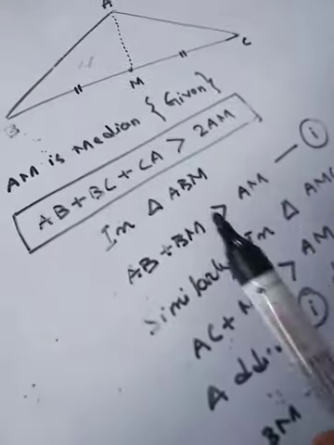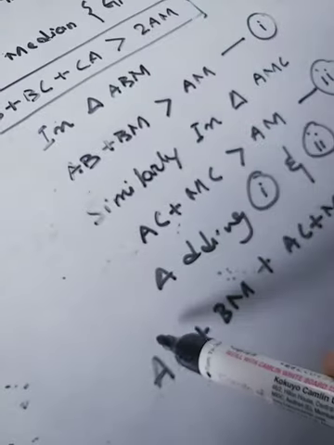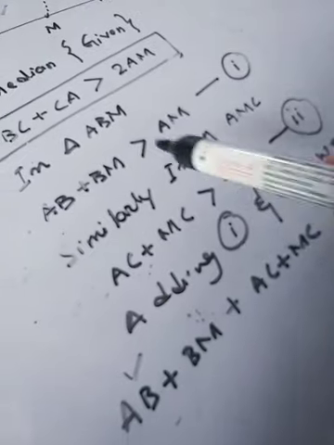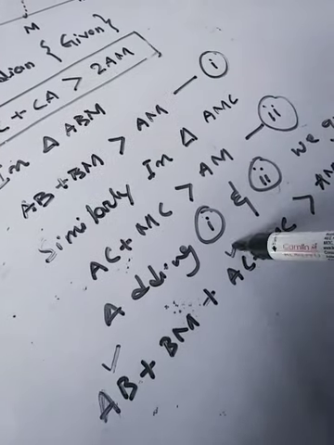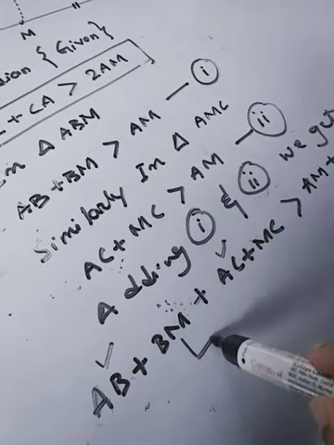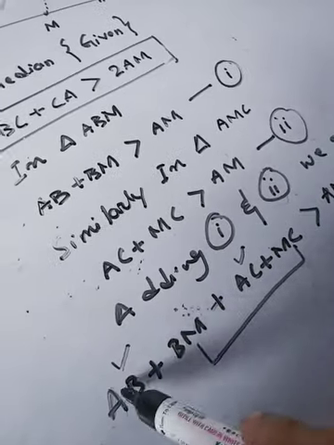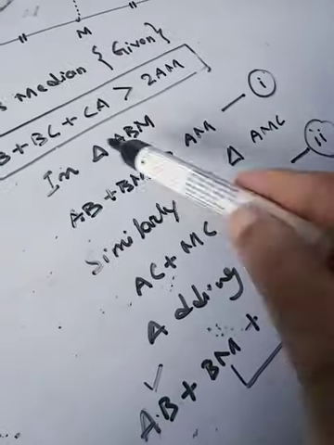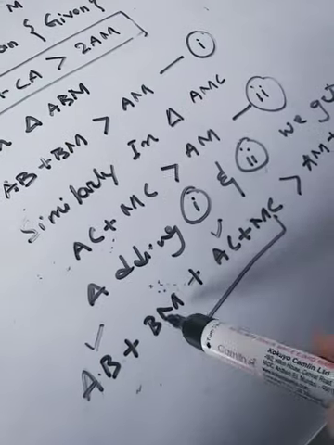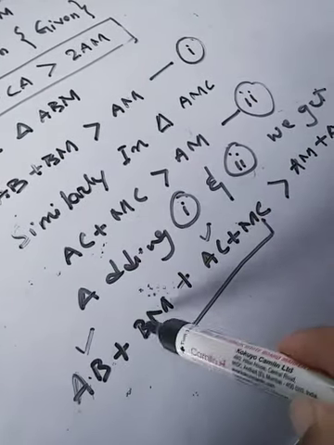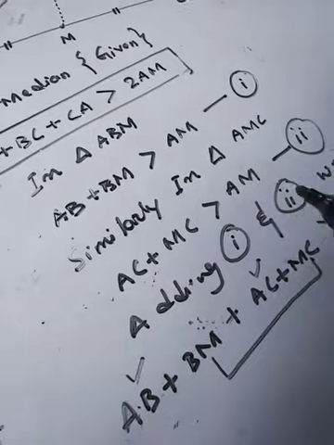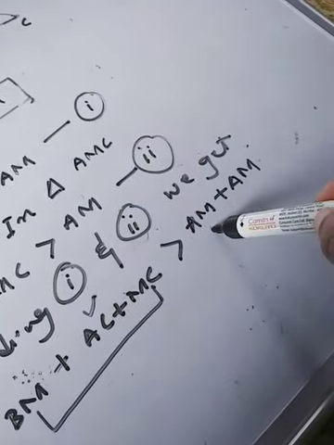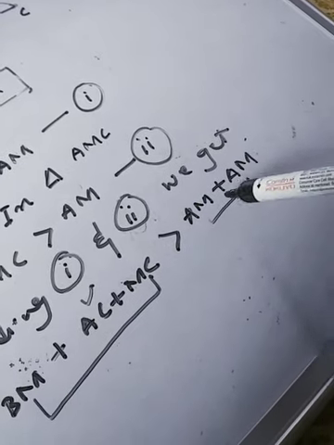Now you see what we have to prove. AB is there. BC is not there. CA is there. Yes, CA is there. That means we have to remove these two. AB is there. AC is there. CA and AC are the same. We have to bring BC. In place of these two, we have to write BC. And on the right hand side, we have 2AM. So how many AM do we have here? AM plus AM, what? 2AM.